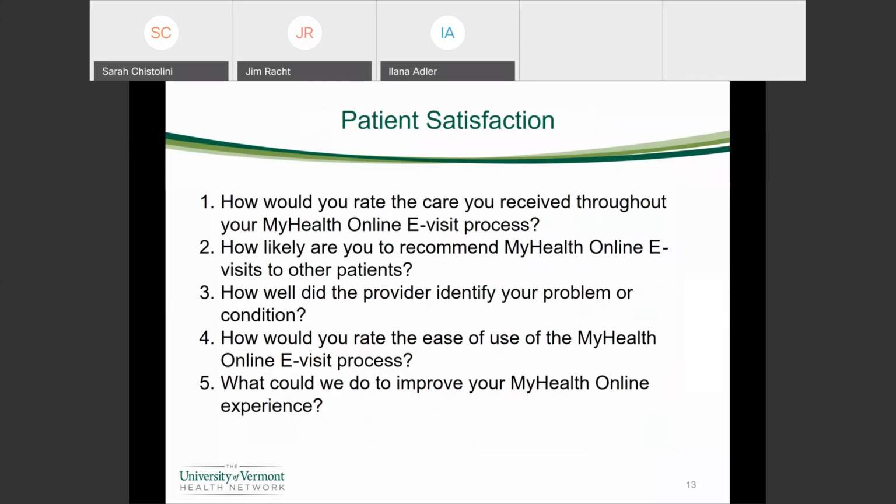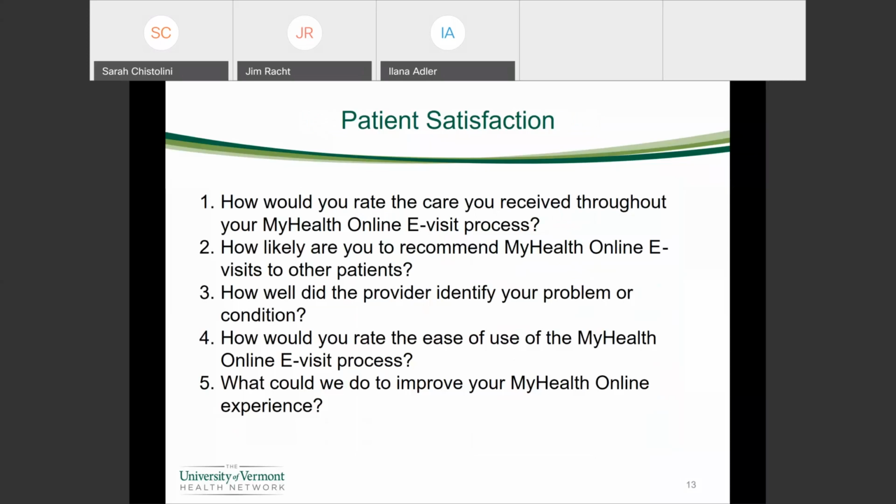We also, again, wanted to collect patient satisfaction. So we created a Survey Monkey that our practice supervisor sent out via email to patients who had had e-visits from the previous week. And these are the 5 questions that we asked.